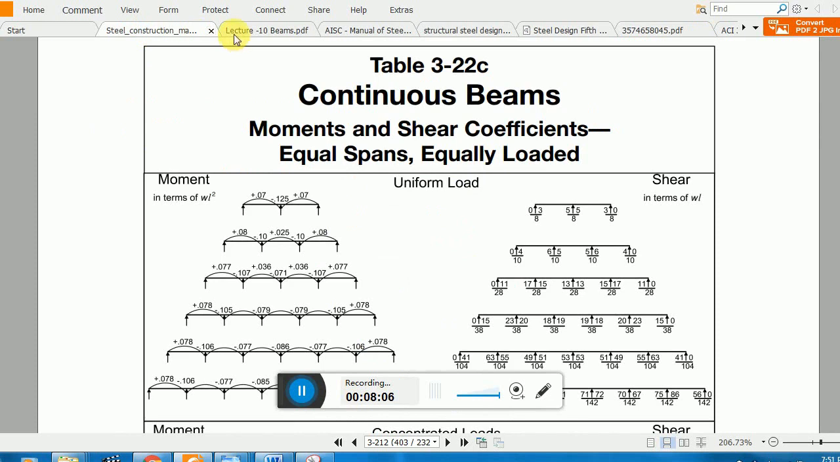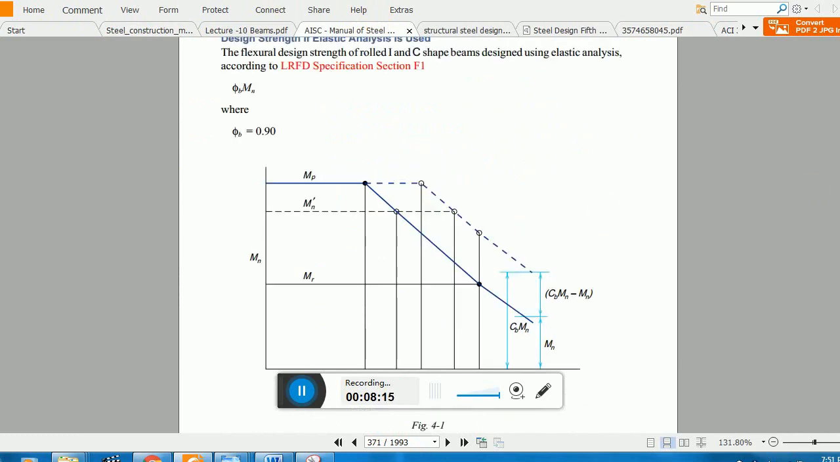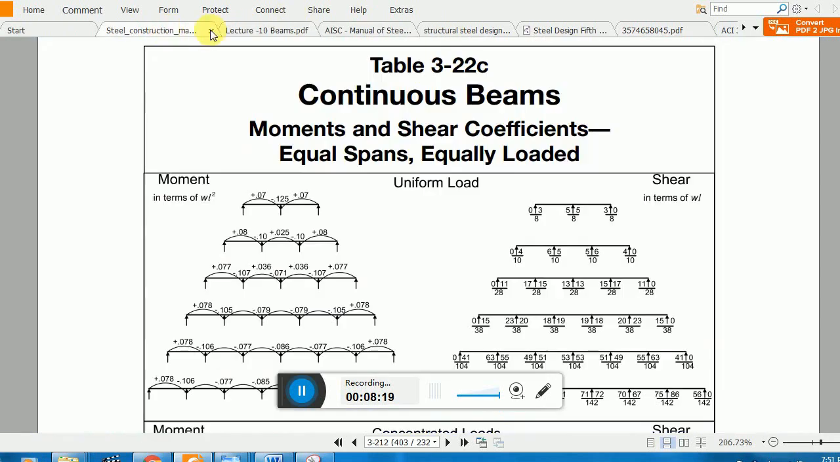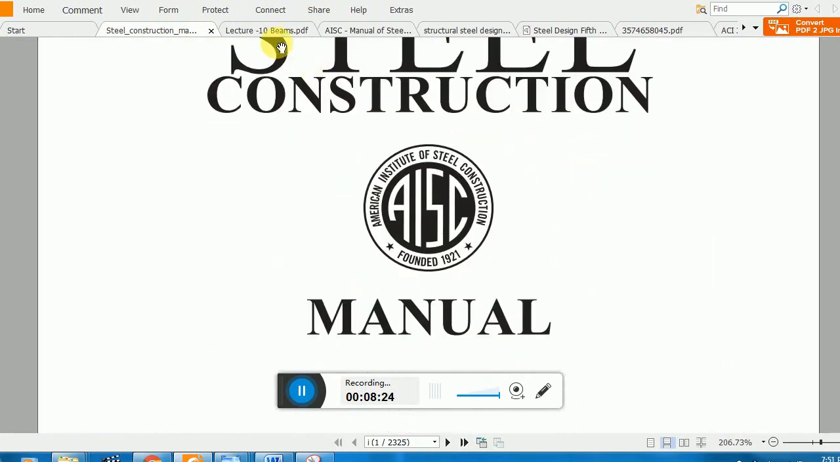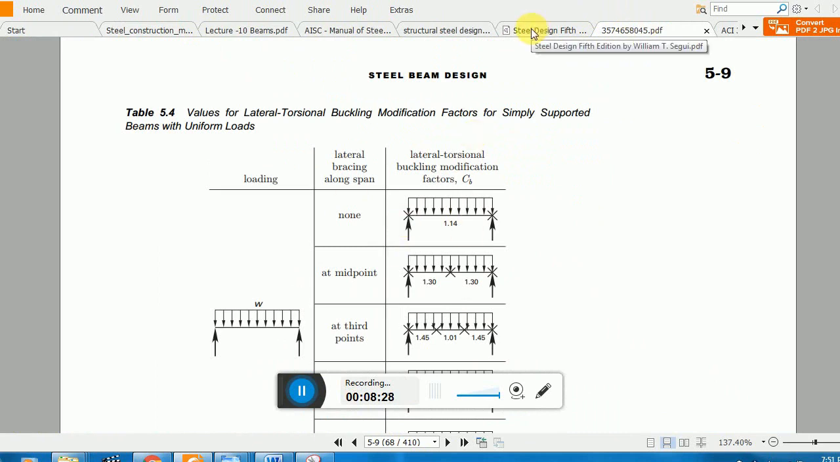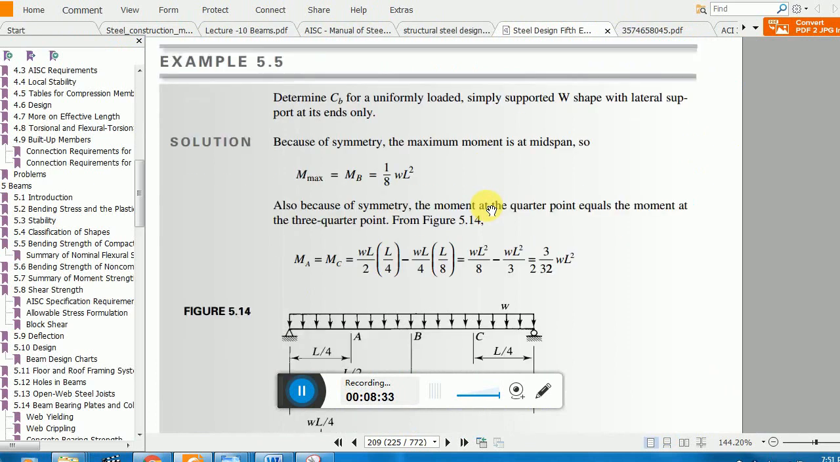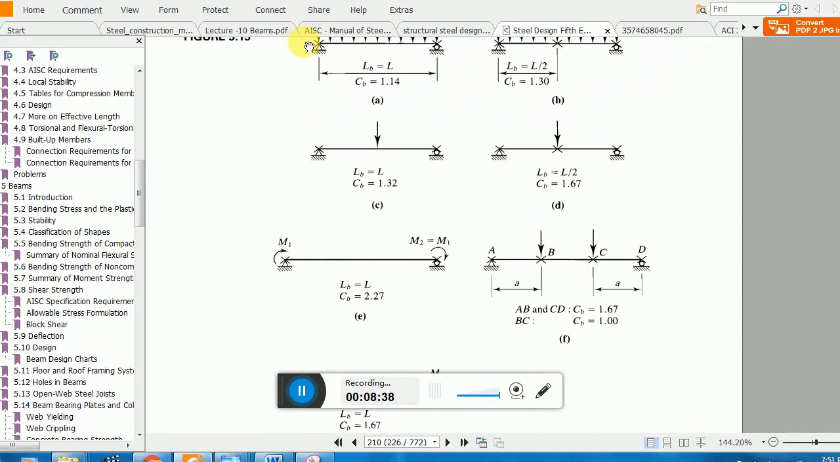It is also present in the AISC manual and also in the LRFD manual. In this book you can also find the Cb value. Both books have these tables. In this other book, there are also different Cb values. You see here. Now let us start the question.